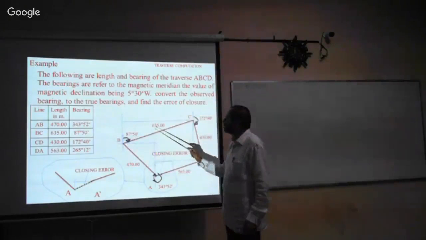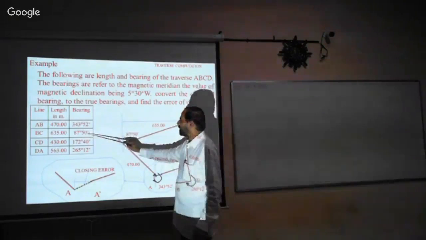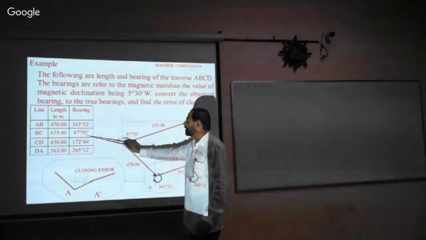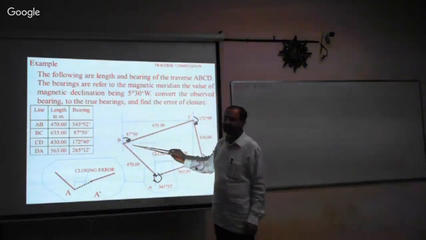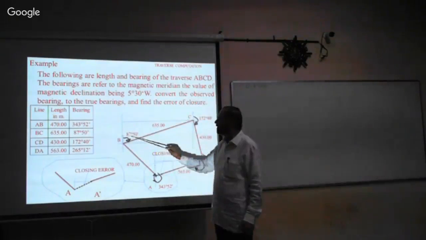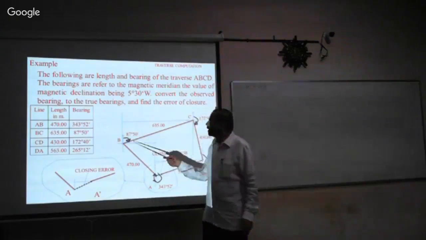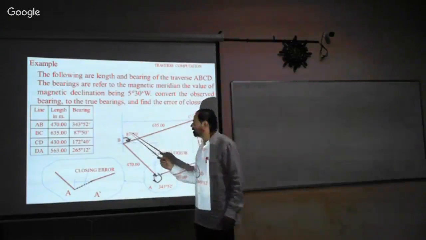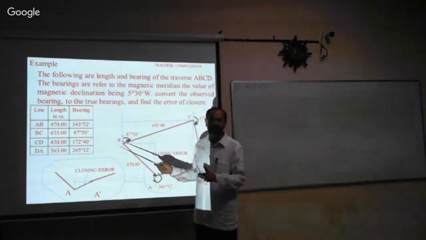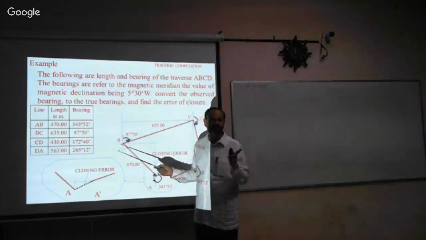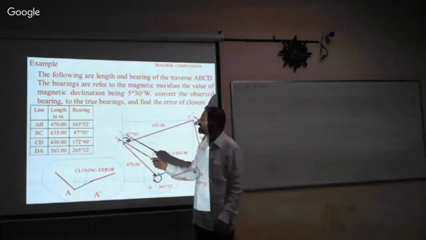BC is 635 meters long, and the whole circle bearing is 87 degrees 50 minutes. That is the second line, BC. Now, the whole circle bearing and the reduced bearing are both the same in which quadrant? Both are the same in the first quadrant, so you need not calculate this.